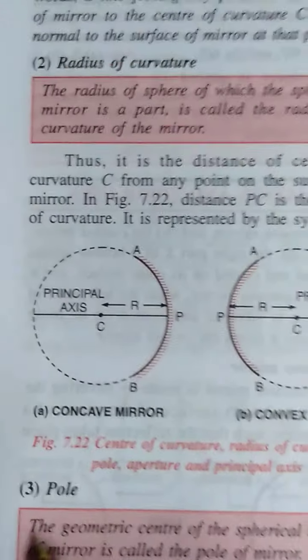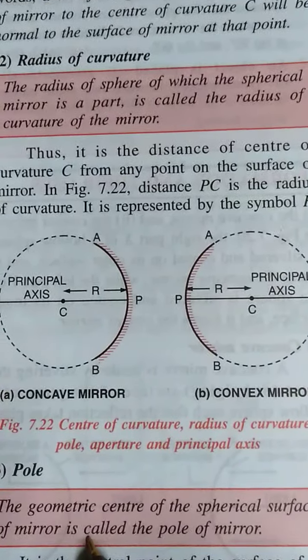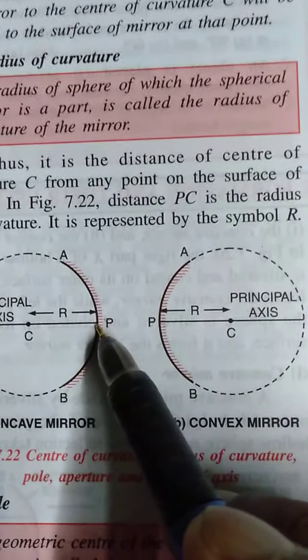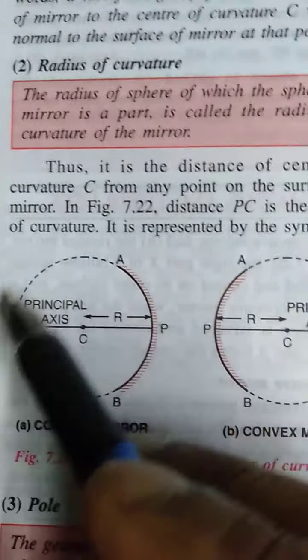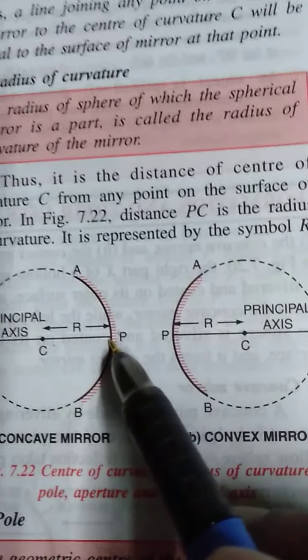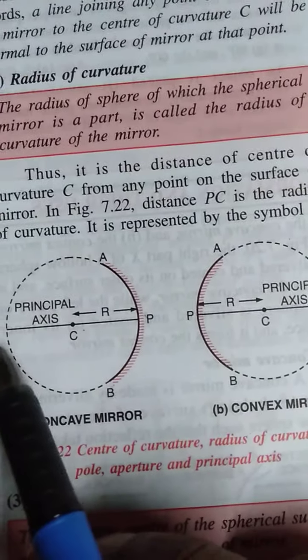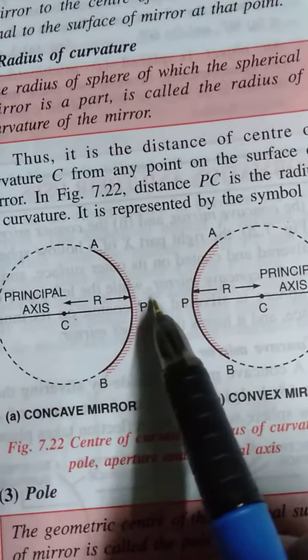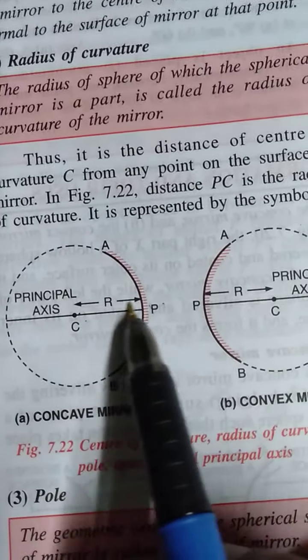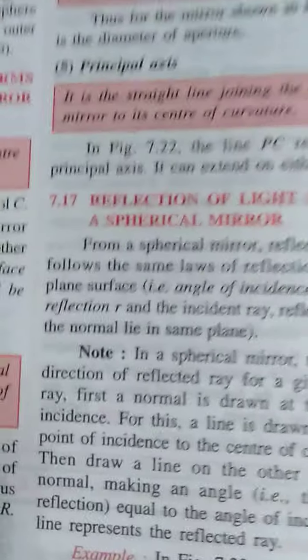One more term, that is the pole. The pole is what? The geometrical center of the spherical surface of the mirror is called the pole. It means this point. The center of the sphere, this point, is called the center of curvature, and the center of the mirror is called the pole. Now, principal axis. What is the principal axis? An imaginary line passing through the center of curvature and pole is called the principal axis.